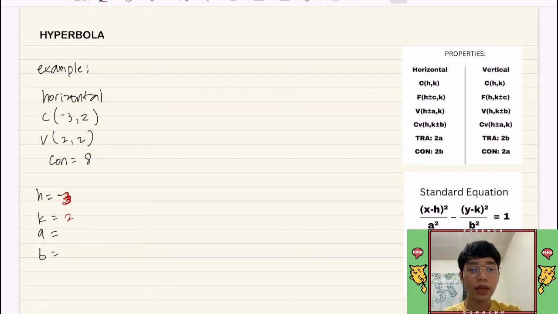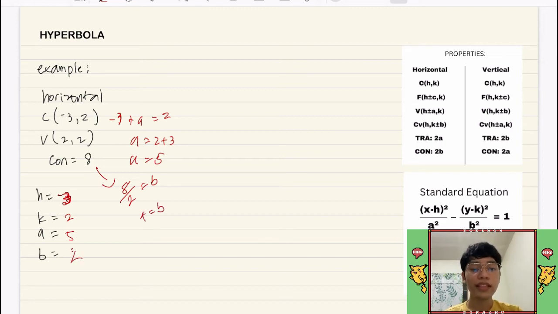So to find a, we can substitute h plus a equals 2. So substitute h by negative 3. Negative 3 plus a equals 2. A equals 2 plus 3. A equals 5. And to find b, we divide the conjugate by 2. So 8 divided by 2 equals 4. So b is equal to 4.